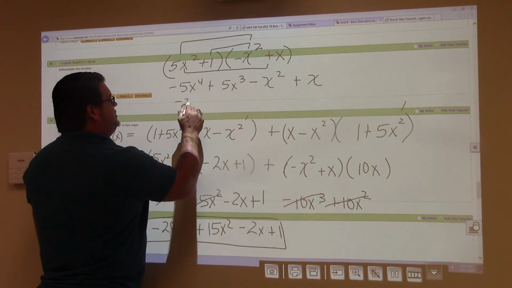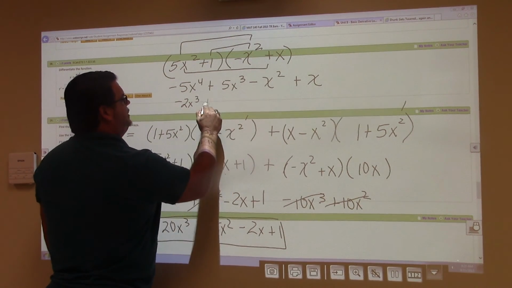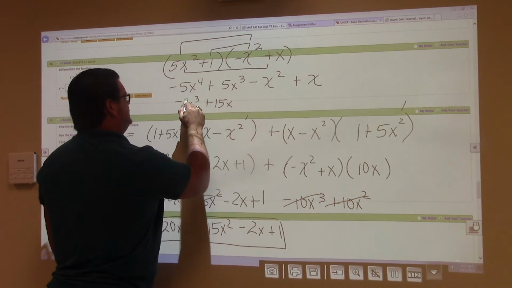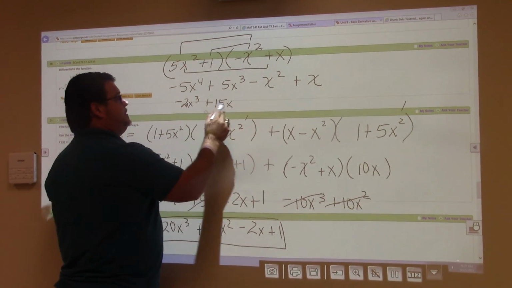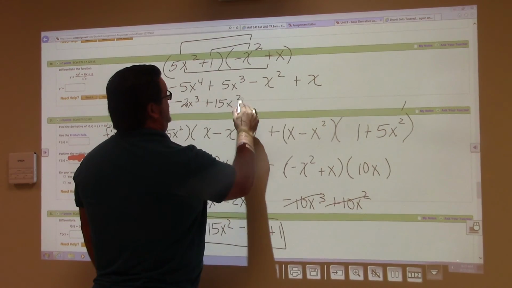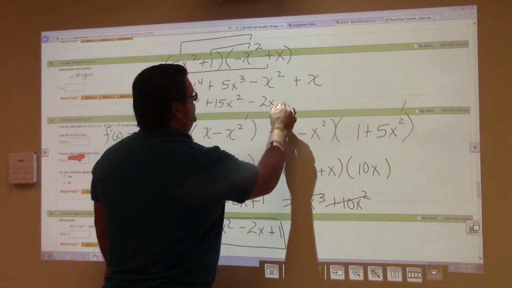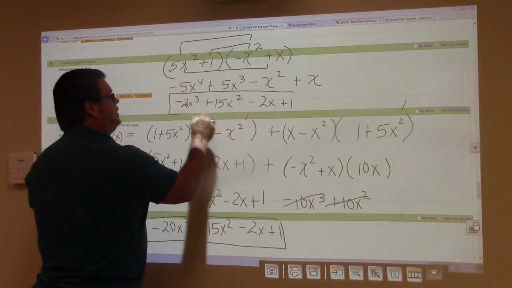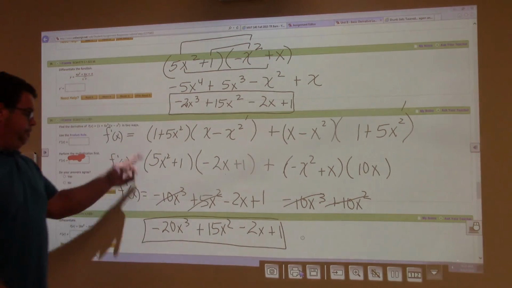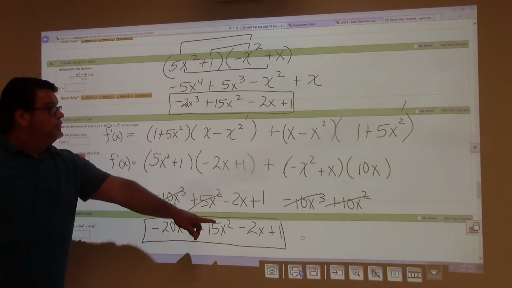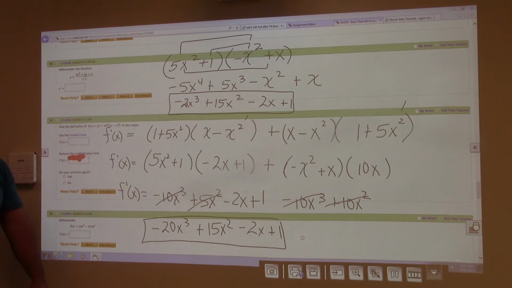Negative 20x to the third plus 15x squared minus 2x plus 1. Is that what we got? It's a miracle. You got the same answer? So you can do that every time or no? Yes, we did this the other day.